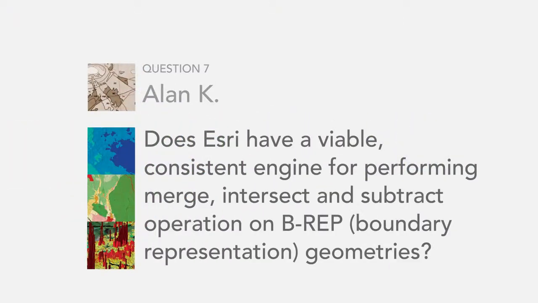This question comes from Alan K. Does Esri have a viable, consistent engine for performing merge, intersect, and subtract operations on BREP, or boundary representation, geometries? So we effectively model BREP style geometries as multi-patches in the geodatabase, and then you can use that with analytical tools. Now we've actually embedded a library called CGAL, C-G-A-L, inside ArcGIS, and then our analytical tools run against it.